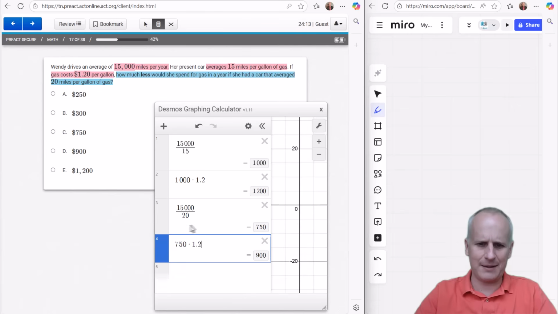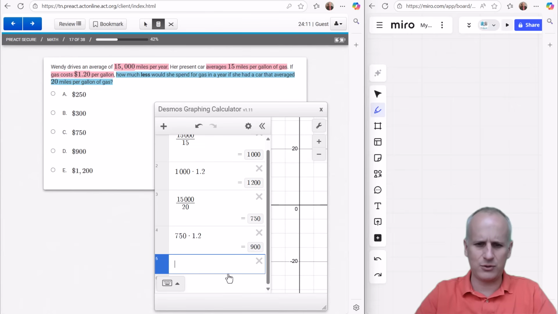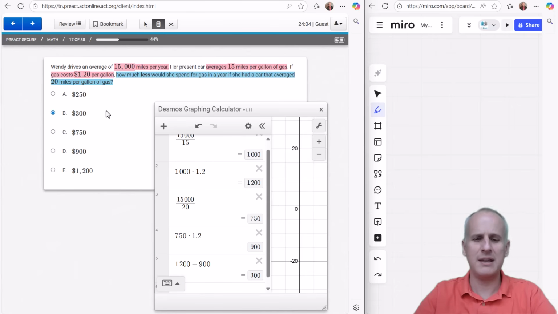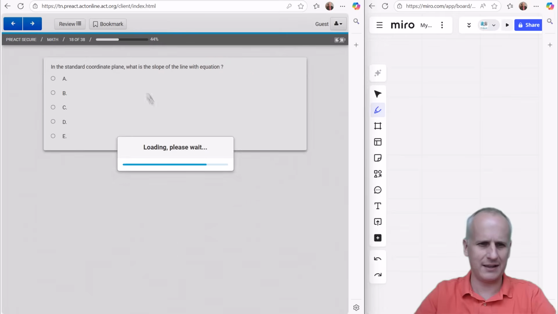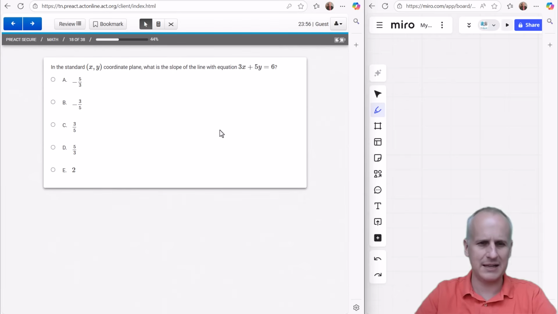And our last step is just going to be to take that 1,200 that is spent now and subtract out the 900 that would be spent to discover our correct answer is B. Be as proactive as possible. Don't engage with the scratch pad unless you absolutely need to. You could use the calculator instead, and we move on to number 18.